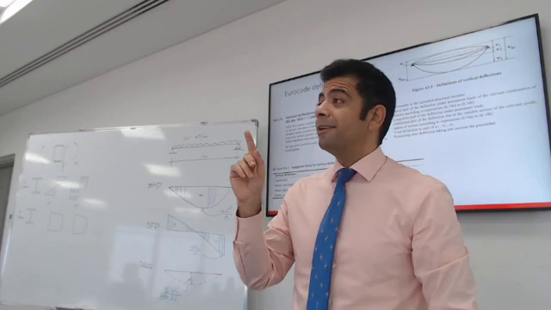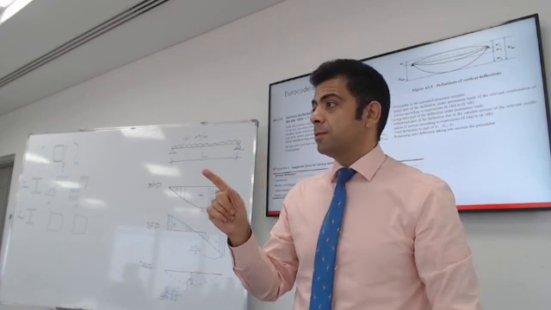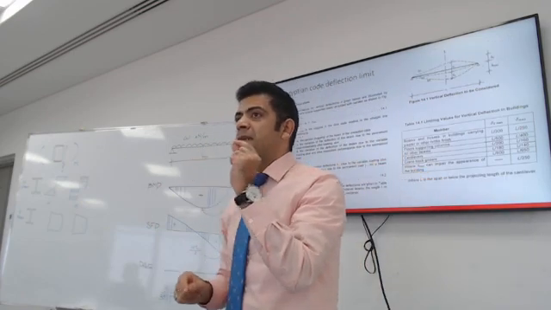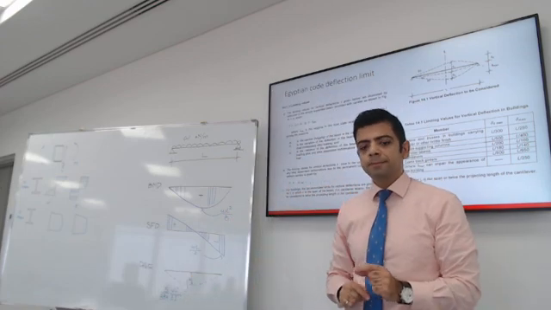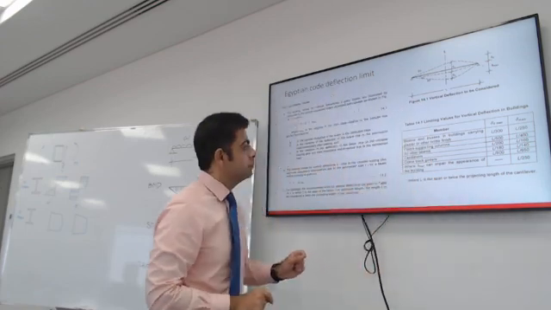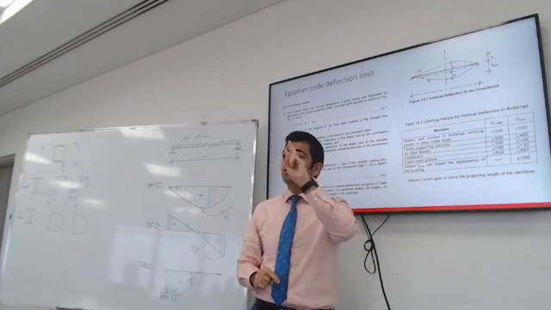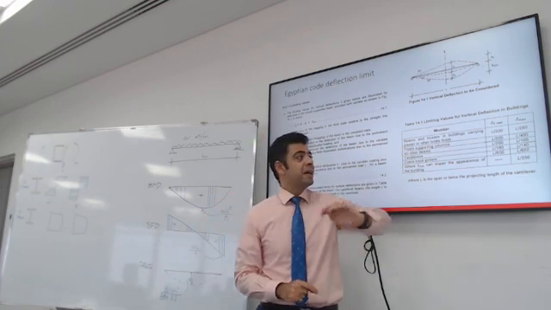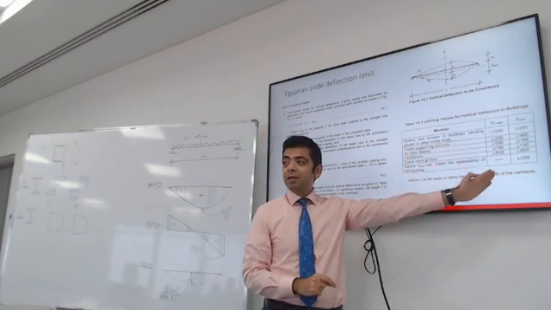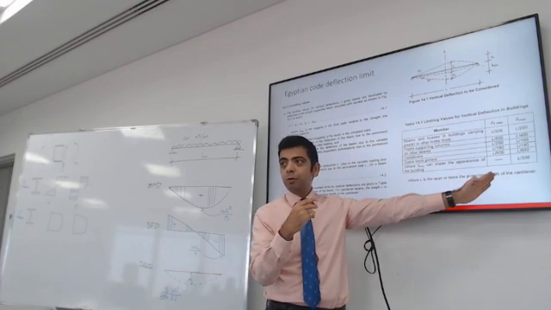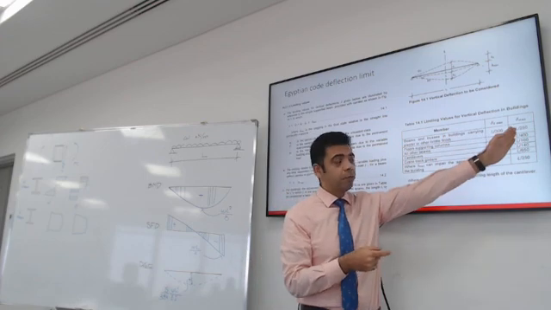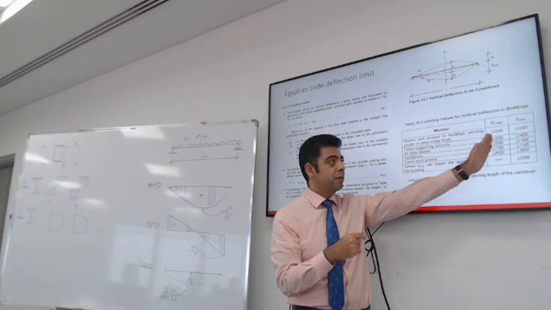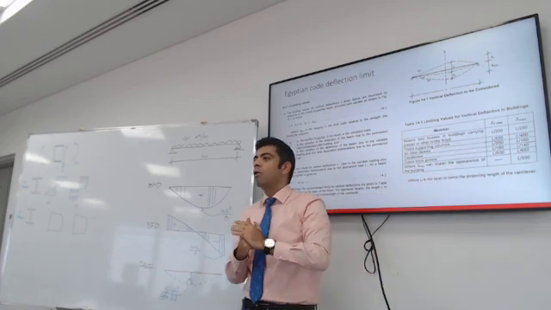I want to talk to you about the Egyptian code. The Egyptian code has a slightly different approach. The Egyptian code will ask us to do 2 different checks. Check for live load only, similar to the Eurocode, and check live load plus dead load. And it has different limitations for each case.